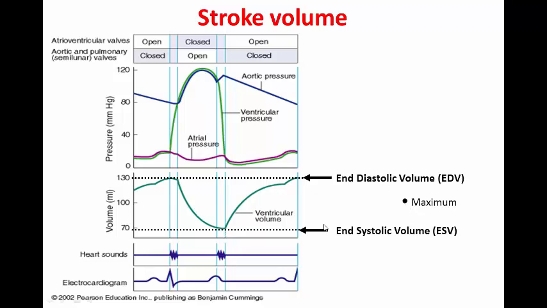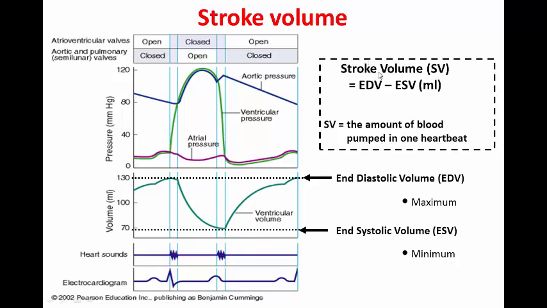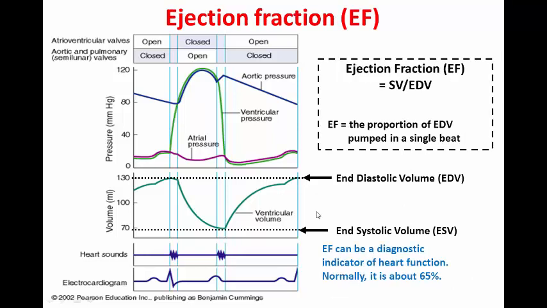So the end diastolic volume is the maximum volume, and the end systolic volume is the minimum volume. Stroke volume is the difference between the end diastolic volume and the end systolic volume. So it is the amount of the blood which is ejected in one heartbeat. An increase in the force of contraction of the ventricles results in an increase in the stroke volume.